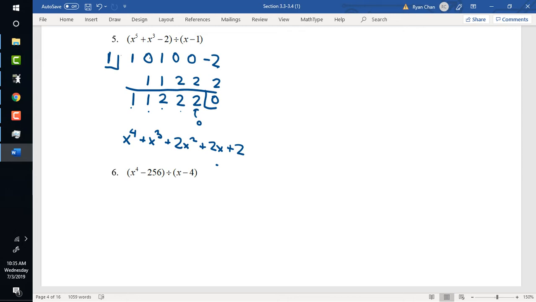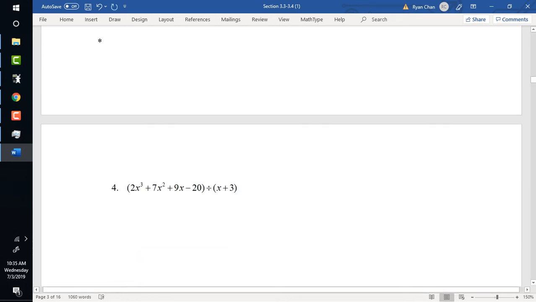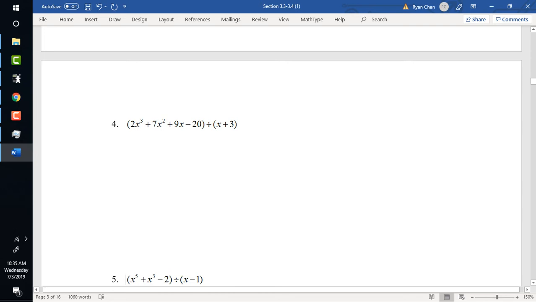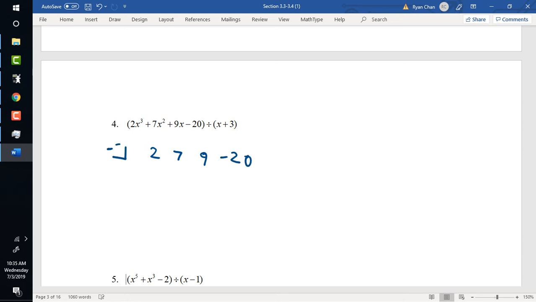Okay? So let's look at one more example, and let's look at this one here. 2x cubed plus 7x squared plus 9x minus 20; it will be 2, 7, 9, negative 20. And I'm dividing by negative 3 this time. Then I draw a horizontal line.